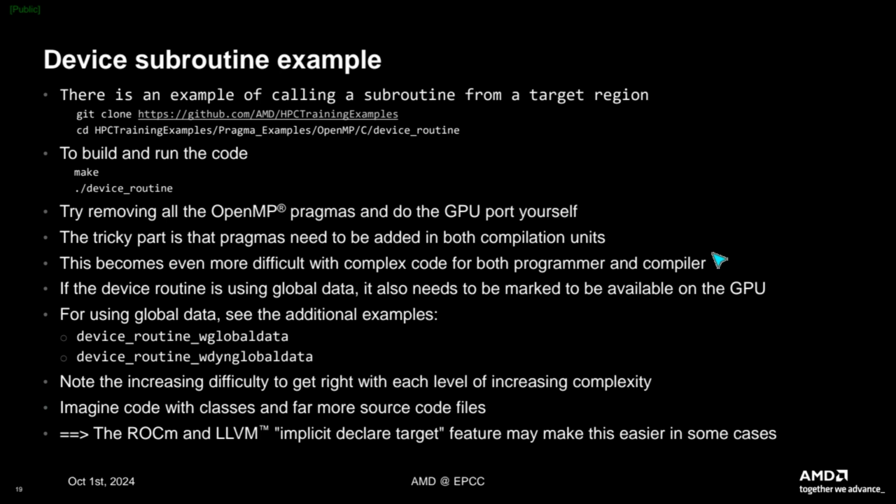So if the device routine is using global data, it also needs to be marked to be available on the GPU. And so for using global data, you can see additional examples that we have in the folder, like device routine with global data, to look at what that actually looks like. And yeah, look at the examples and have fun with them.